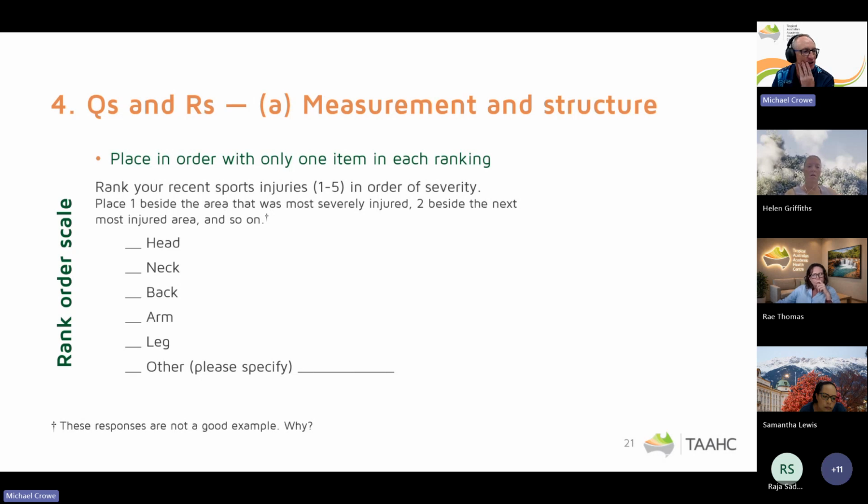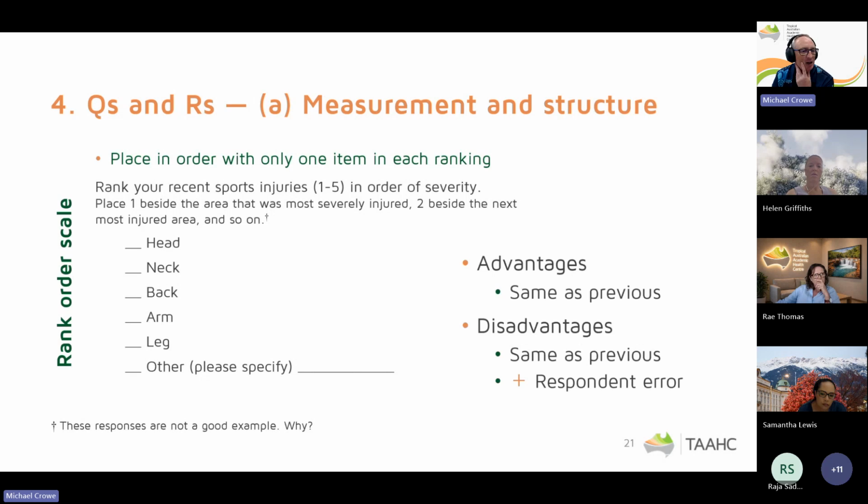Rank order scales are the next type, and these are where you rank things from 1 through to 5, etc. There's a lot of respondent error with these sort of things, especially in write-it-down type questionnaires. But on online questionnaires, it's a bit easier to rank things because you can drag them around and make changes, which is not possible to do otherwise. But they're rank order scales.